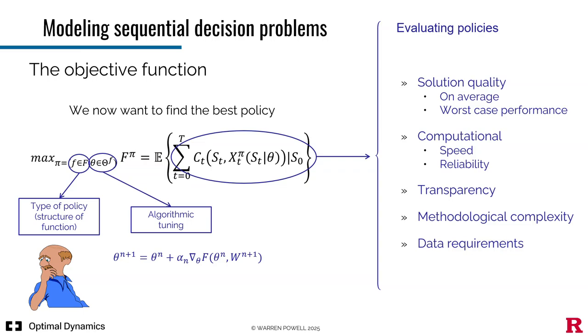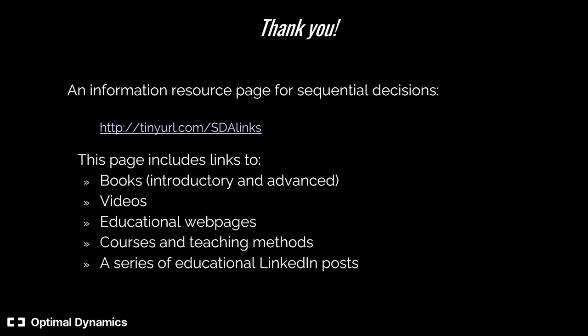So when we go to choose a policy, it's a little bit more complicated than deterministic optimization where we just want the best X. Here we need a good function that works well in multiple dimensions.